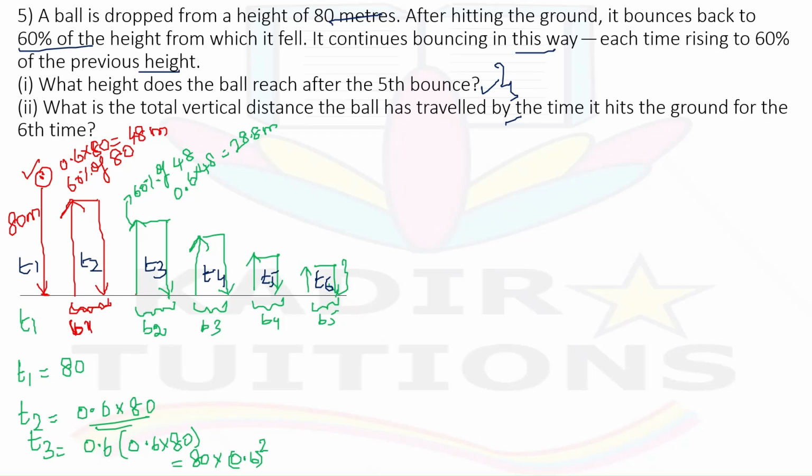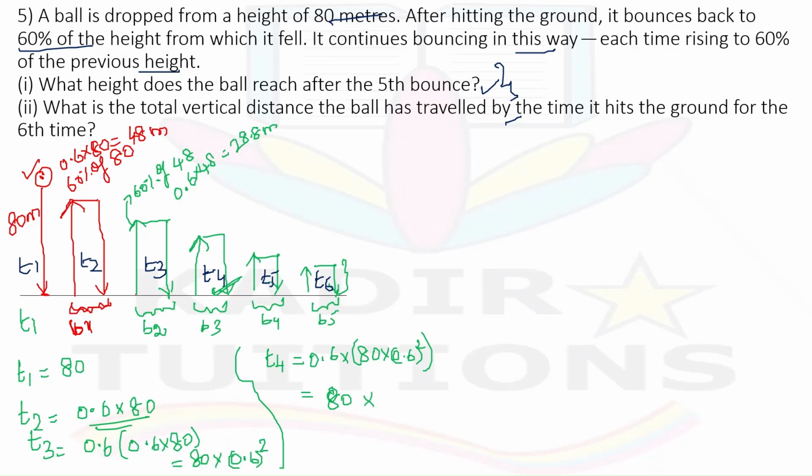So we are trying to make a general equation, so it will be very easy to solve the problem. Now when we come to T4, what is T4? Bouncing for the third time. So what is that? 0.6 into the previous height. What is the previous height? It is 80 into 0.6 the whole square. So now how can I write this?